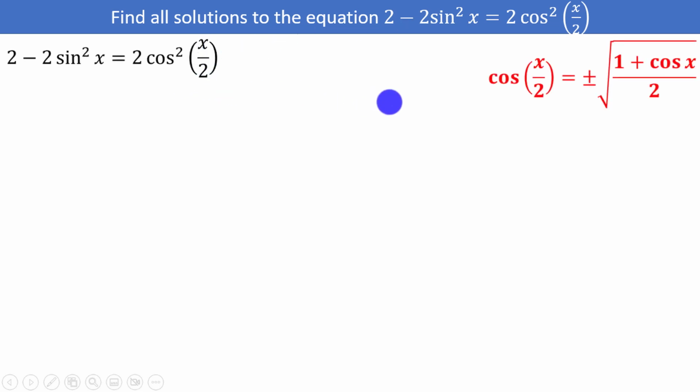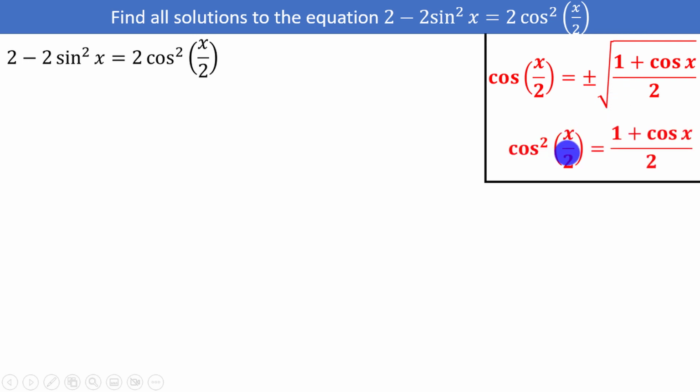We know that the half angle formula related to cosine is that cosine of x over 2 is equal to plus or minus the square root of 1 plus cosine of x divided by 2. But we don't have cosine of x over 2, we have cosine squared of x over 2. So let's square both sides of this formula. We will get cosine squared of x over 2 is equal to 1 plus cosine of x divided by 2, since squaring cancels the square root. Because it doesn't matter if the original result was either positive or negative. Either way, when we square it, we will get a positive answer.